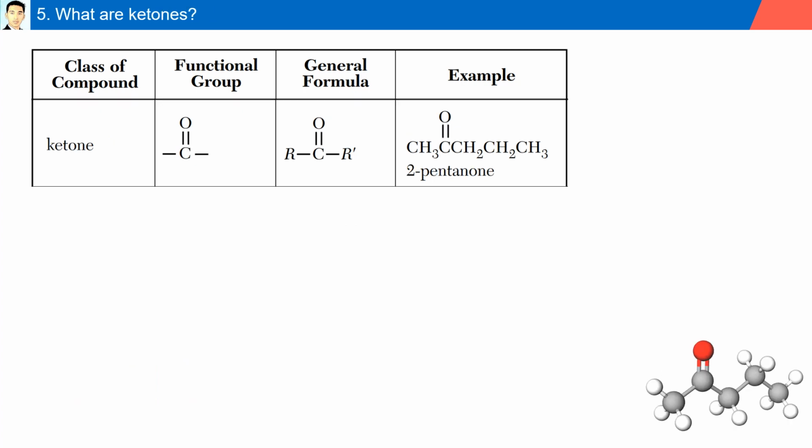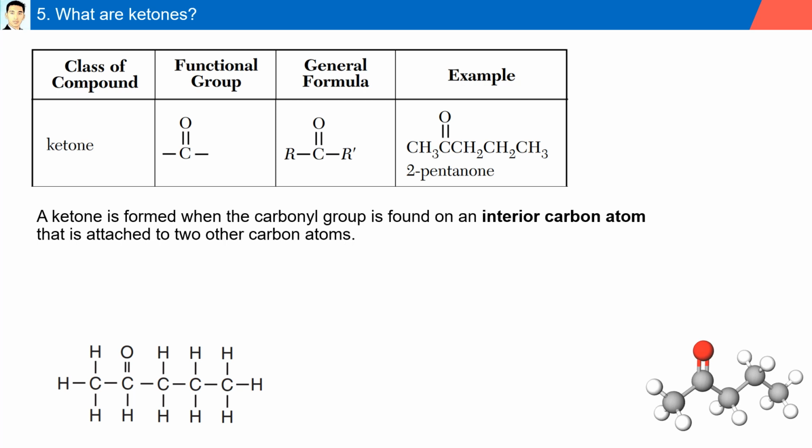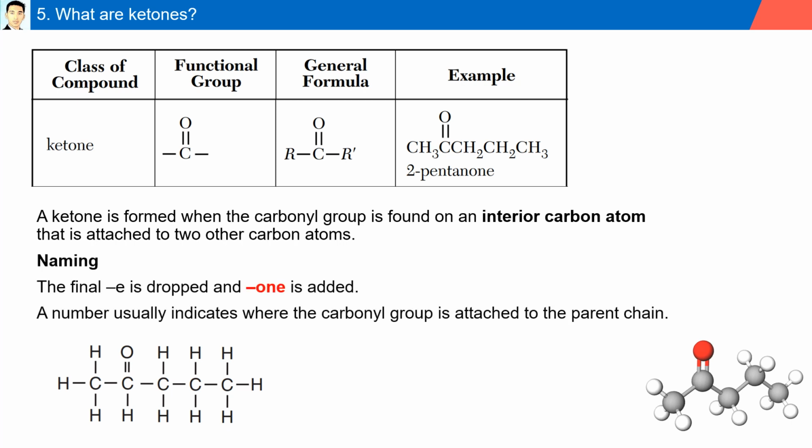What are ketones? A ketone is formed when the carbonyl group is found on an interior carbon atom that is attached to 2 other carbon atoms. When we name these, the final E is dropped and ONE is added. A number usually indicates where the carbonyl group is attached to the parent chain. In this example, there are 5 carbons and the double bond O is attached to the second carbon, numbering from left to right. It is called 2-pentanone.